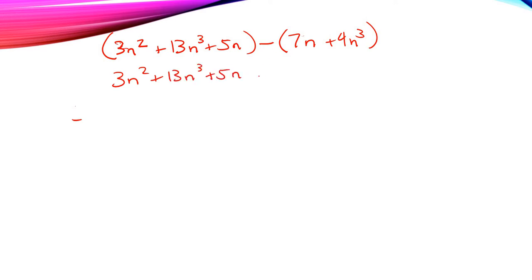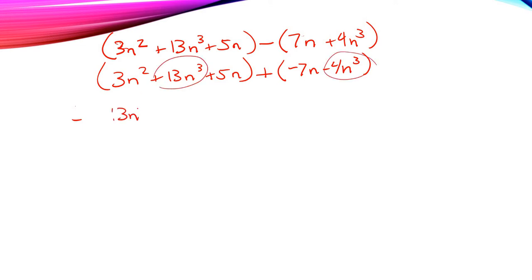I'm going to change this to addition, and I'm going to change the signs that follow. Negative 7n minus 4n cubed. So now gathering my like terms, I'm going to do the highest power first. I'm going to start with the n cubes. So I have 13n cubed minus 4n cubed.